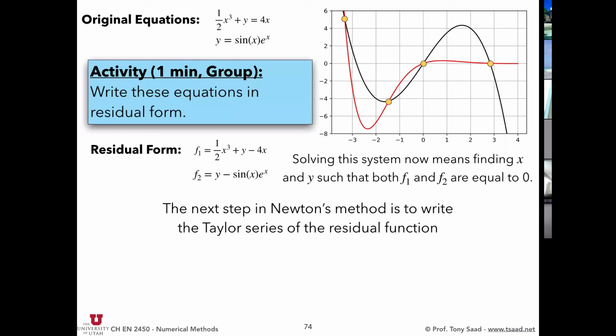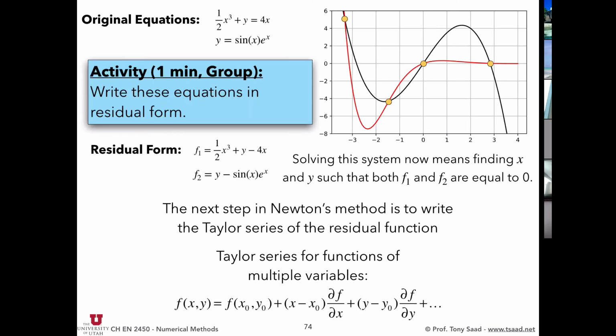So the next step in Newton's method was to write the Taylor series of the residual function. However, now our residual functions are multidimensional, right? We have two unknowns in each residual function. So we need the version of Newton's method that applies for multidimensional functions with multiple variables. Previously we had only a single unknown, x. Now we have x and y, two unknowns, so we need the version of Newton's method for multiple variables, and that's given by this form.